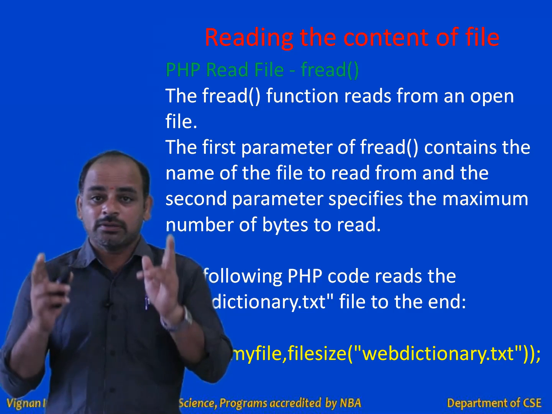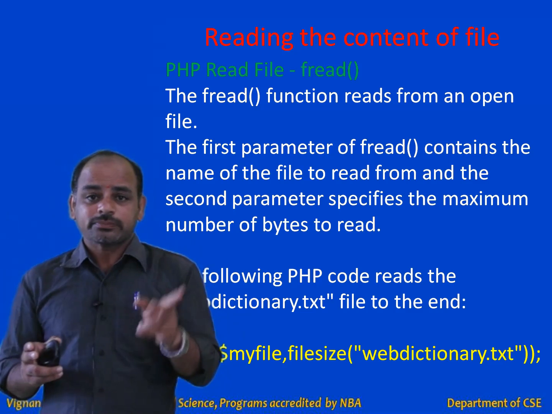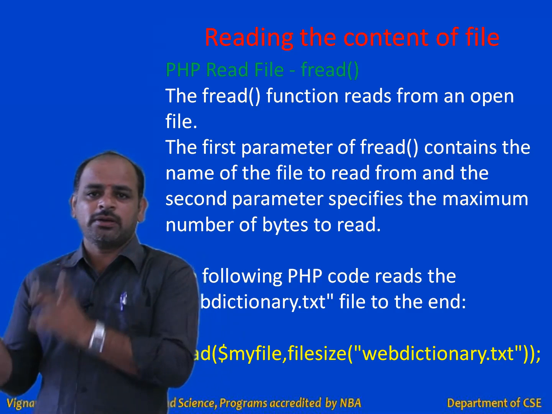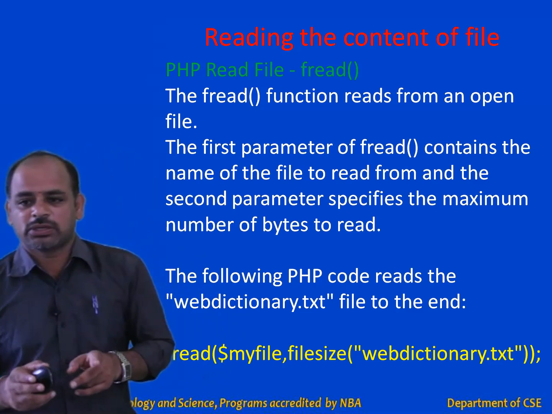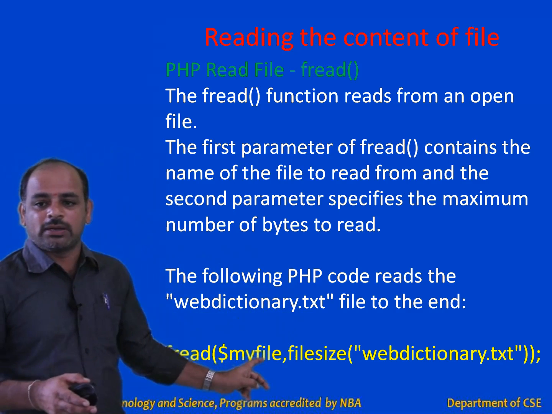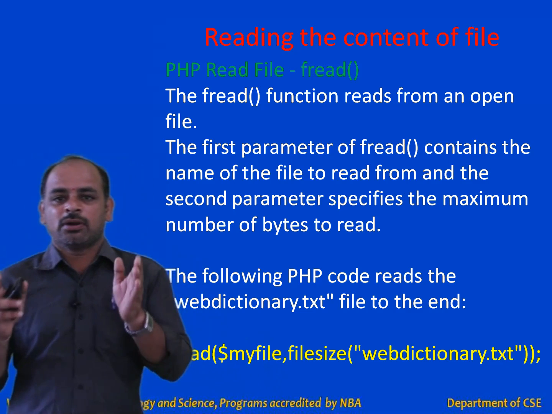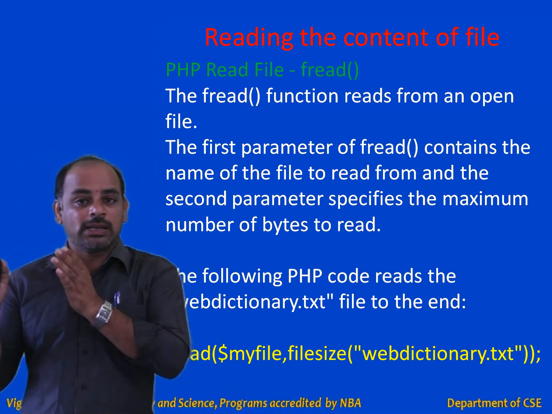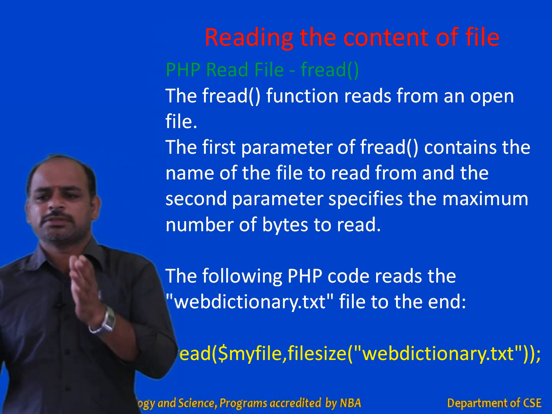So here it has two parameters. One is the name of the file which is to be read. Another one is how many bytes you want to read from that particular file, which you have to specify. So these two parameters you have to give. In this example, fread of myfile. Here in place of myfile, it is actually the file handle. You are not going to give the file name, because the file can be identified by using the file handle, just like a file pointer in C programming.